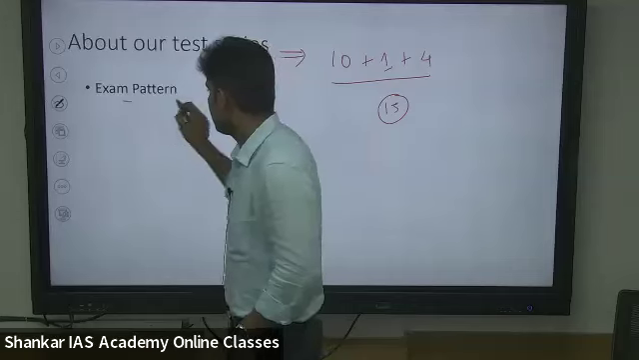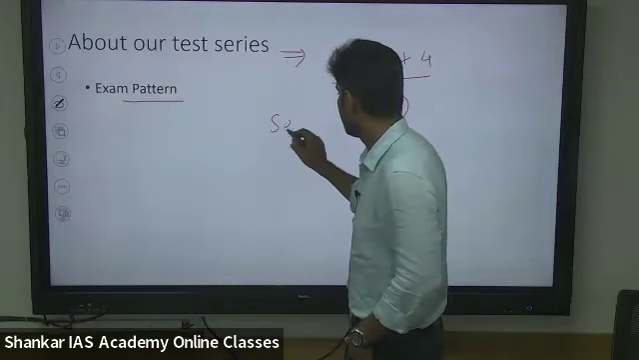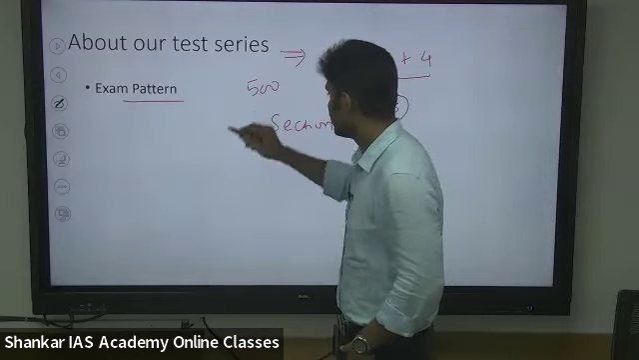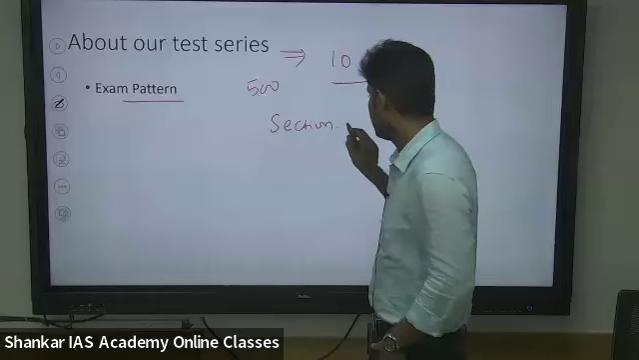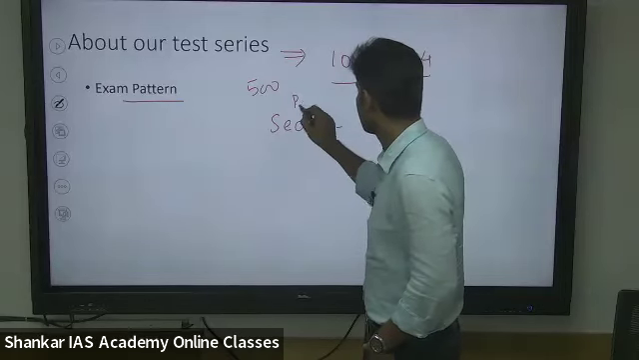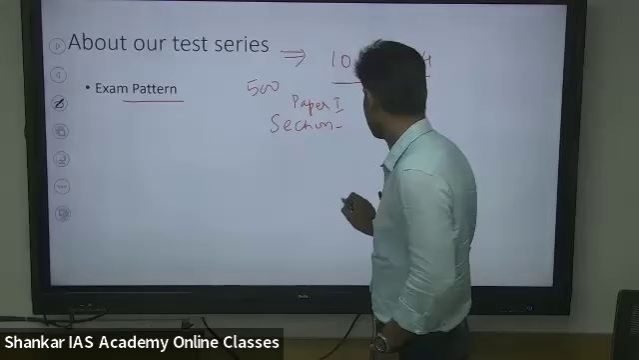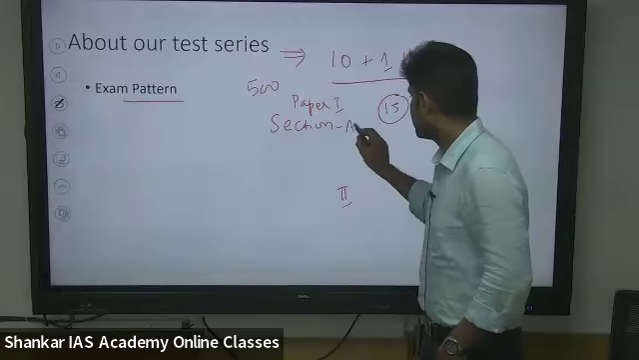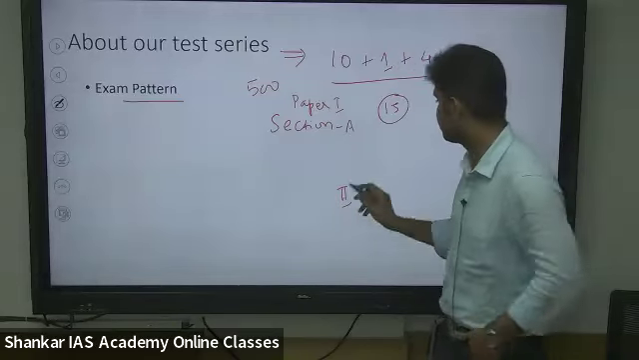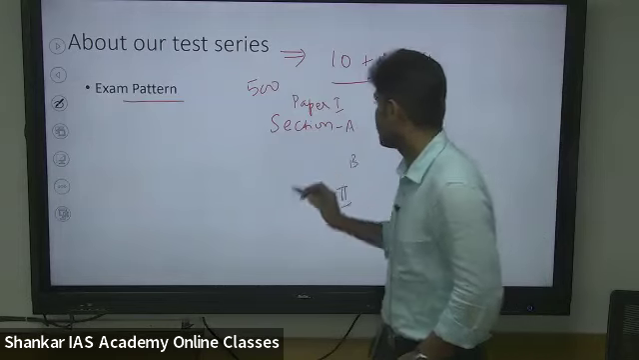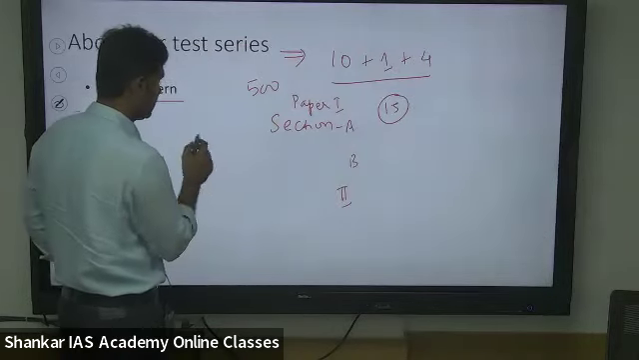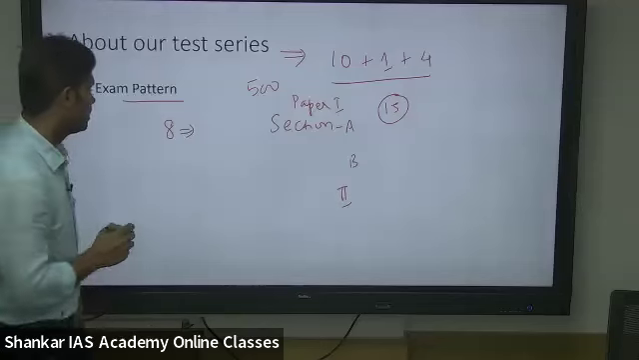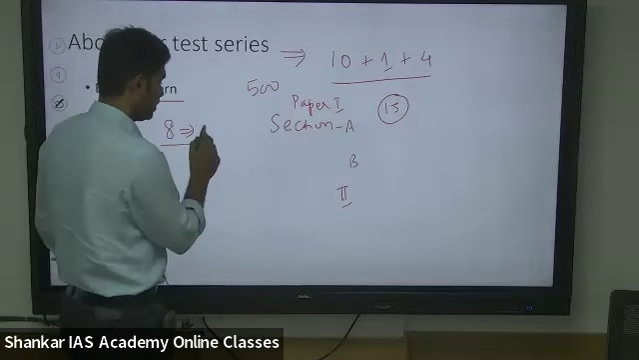Regarding the exam pattern, for any optional, the total marks are 500, divided into 2 papers of 250 marks each. Paper 1, paper 2. And each paper consists of 2 sections, section A and section B. Section A consists of 8 questions. Choice is there. In GS, no choice, but in optional, we have choice. Out of 8, you have to attempt 5 questions.